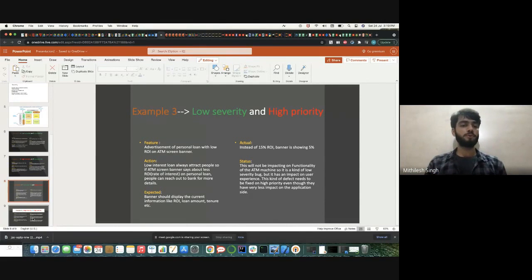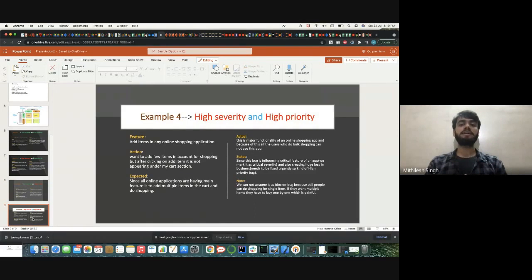Okay, let me go to the fourth one, guys. High severity means the functionality is impacted very much because of the bug, and high priority means the developer should fix it on a priority basis. So here the example is the add items feature in any online shopping application. Let me take one example of Amazon. In the Amazon application, if you want to do bulk shopping, you always use the add feature of that application. So what if that is not working?